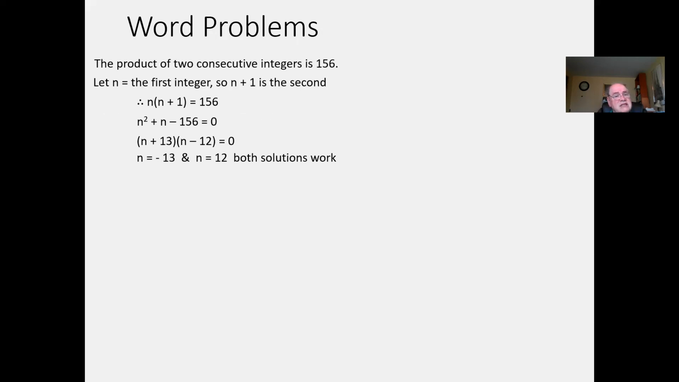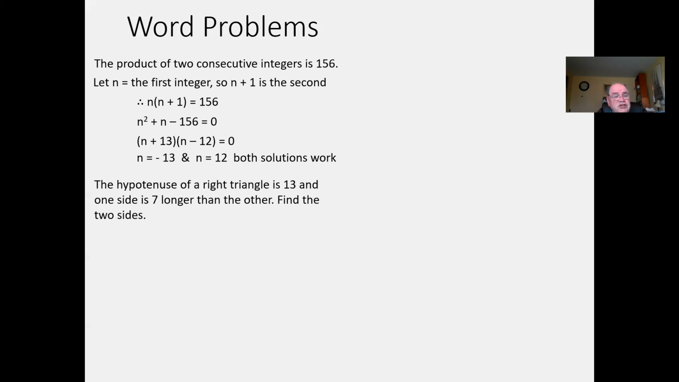Okay, what is the next consecutive integer after negative 13? Negative 12. That's the next integer after negative 13. And the next integer after 12, of course, is 13. So both will work. Both will solve that word problem, as you can show.